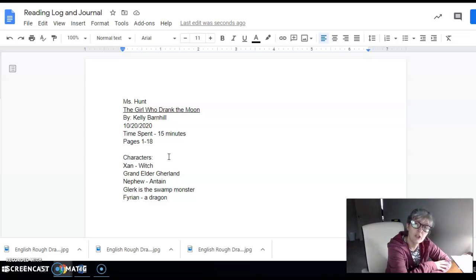What I want you to do is read for 15 minutes each day, and keep track of that reading with the pages. Tomorrow, when I add to this, I'm not going to write the book title and the author again. I'm just going to write the amount of time I spent and the pages. That way I don't have to keep writing the same thing over and over again. But I'm also going to add to my character list as I come across new characters this week, because it's a new book, so it's really likely there are going to be some new characters.